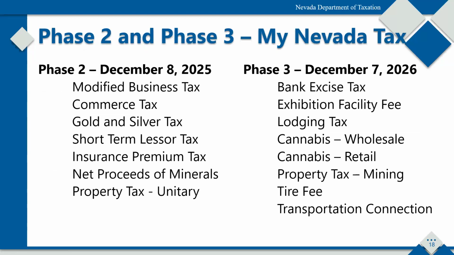So as with the slide toward the beginning about our phase 1 tax types, these are our phase 2 and 3 tax types and the estimated dates that they will go live in My Nevada Tax. Coming up at the end of this year, the two big ones are the modified business tax and the commerce tax. We see the majority of our taxpayers that have sales tax will generally have at least modified business tax, if not commerce tax. And then again, there are other excise taxes in both phases 2 and 3.